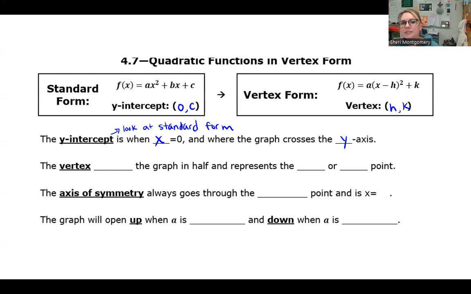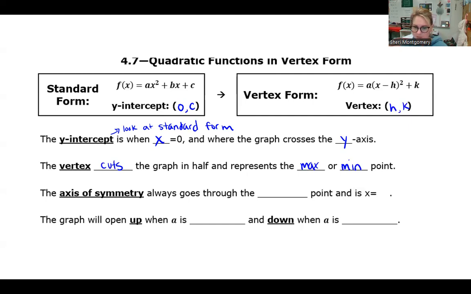So keep in mind that it's h. Since that is negative, you always have to pull it out as opposite of what you see. So h, k. So the vertex cuts the graph in half and represents the max or min point.